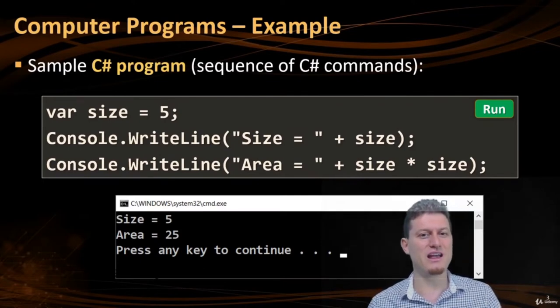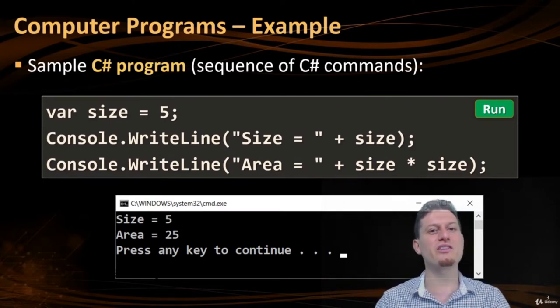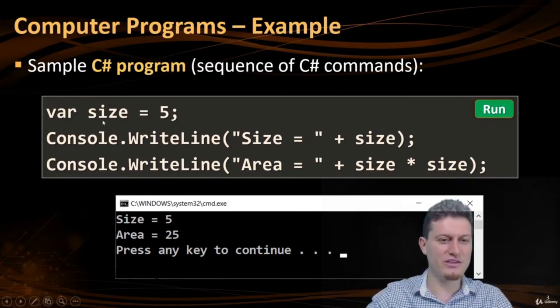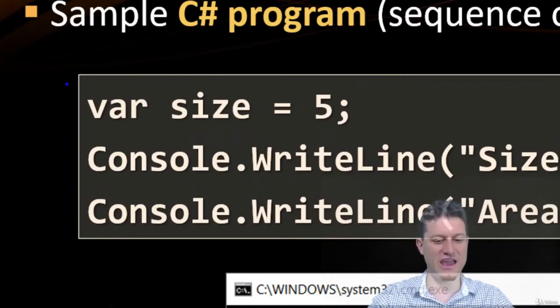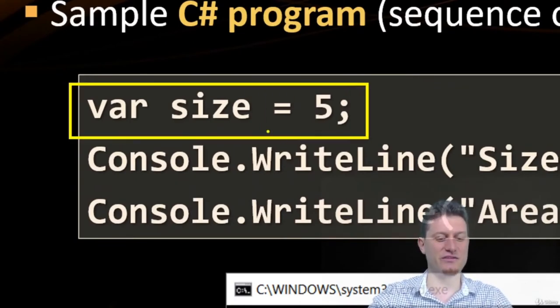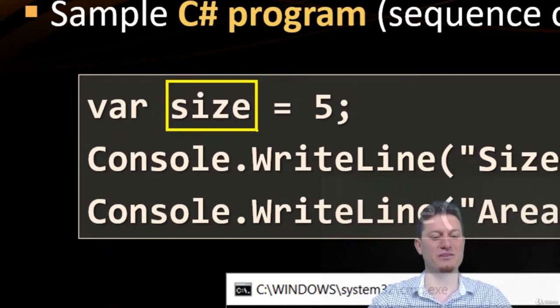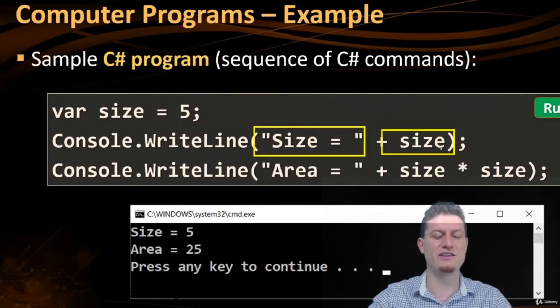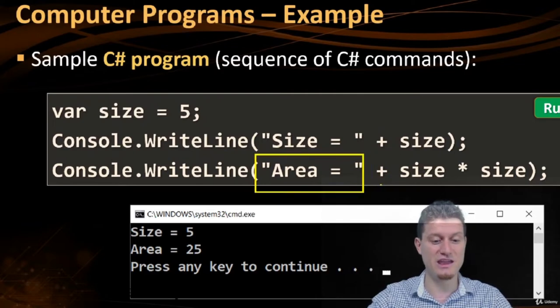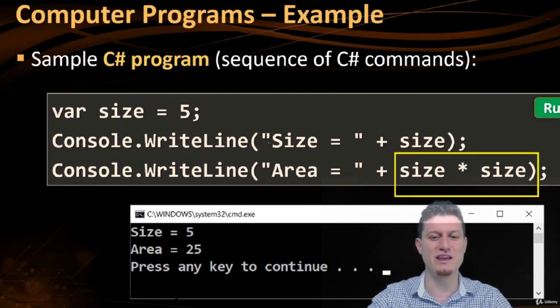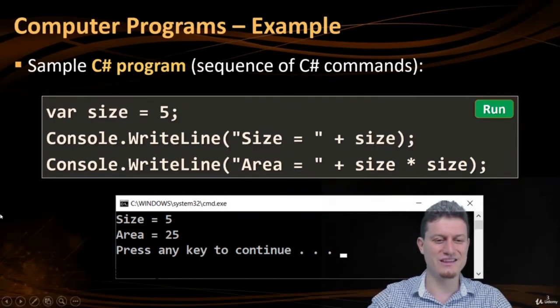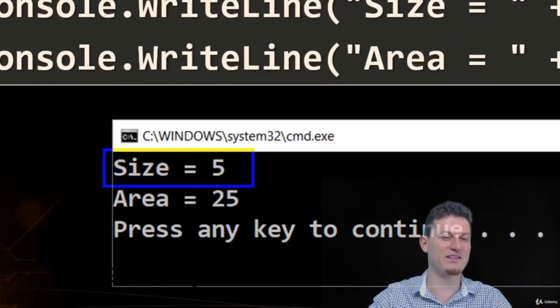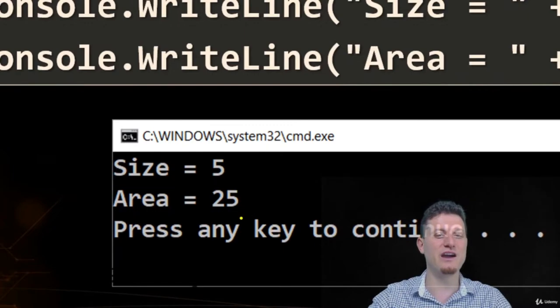Computer programs may consist of several commands aligned one after another. For example, this is a program of three commands. The first says, please remember into a variable called size the number 5. Later, print this size as a text and the size as a value. Later print area and then multiply the size by size and print the entire result. The output of this program is something like size is 5, area is 25, and that's all.